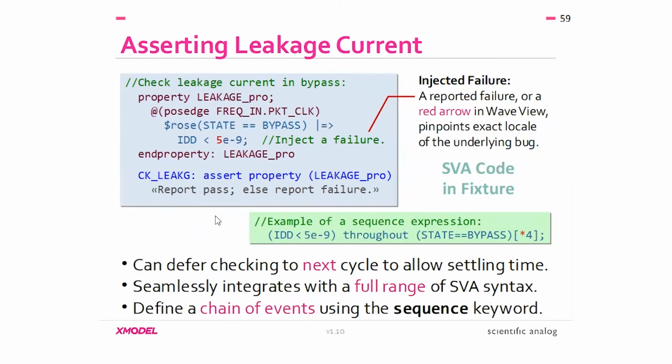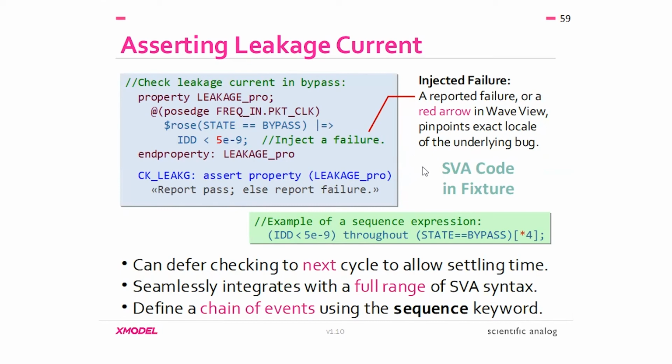Here's the leakage current assertion. We're asserting a named property, Leakage Pro, which is declared here. We're using the same clocking scheme. This time the antecedent triggers when the DUT enters bypass state, and then in the very next cycle, we check that IDD is less than 5 nanoamps. That is a little low, and we're deliberately injecting a failure, and we saw the red arrow in the simulation run.